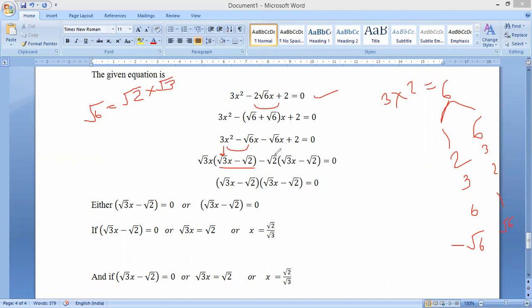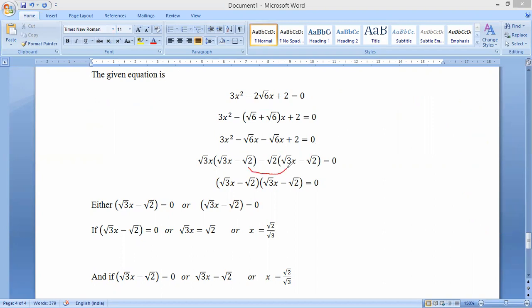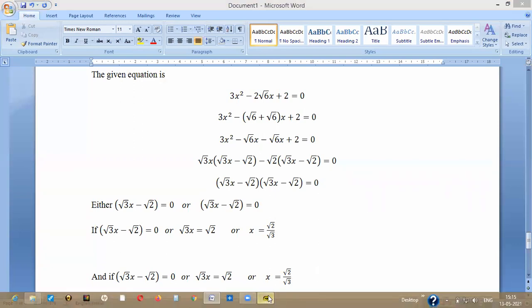Now when we take out minus under root 2 as common, the value becomes under root 3 x and here minus under root 2. Now when we take out under root 3 x minus under root 2 as common, this becomes under root 3 x minus under root 2 into under root 3 x minus under root 2 is equal to 0. This is the product of two functions. When this function is equal to 0, the value of x is root 2 upon root 3, and when the other function is 0, the value of x is also root 2 upon root 3. So these are the two roots of the given equation 3x square minus 2 under root 6 x plus 2 is equal to 0.